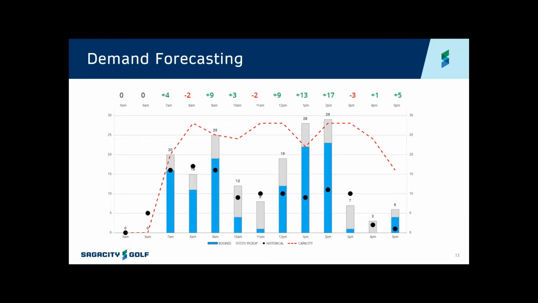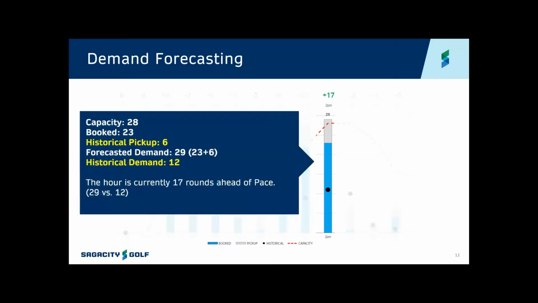Again, just drilling in on one particular hour of the day, this 2 o'clock hour, you can see that the red line represents the capacity of 28 players per hour. The blue bar represents how many rounds I currently have on the books, rounds on hand. The gray area represents my historical pickup. How many rounds of golf do I expect to be booked between right now and that hour in the future? It says I expect 6 more. So it shows my forecasted demand of 29 players: rounds on hand, 23, plus expected pickup, 6, equals forecasted demand of 29 players.